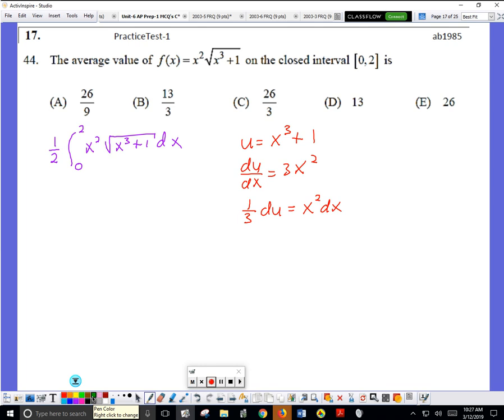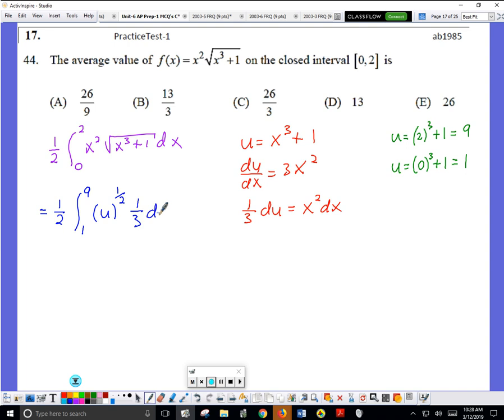Now change the limits. So u will equal, plug in the upper limit of 2, and the lower limit is 0. Now I'm ready to make all my changes on this side. So I get 1 half, my new limits are 1 and 9. This becomes u raised to the 1 half. x squared dx is 1 third du. Questions up to there?